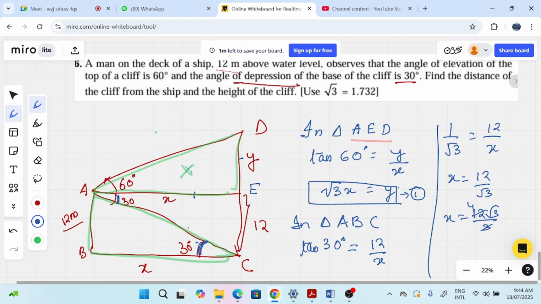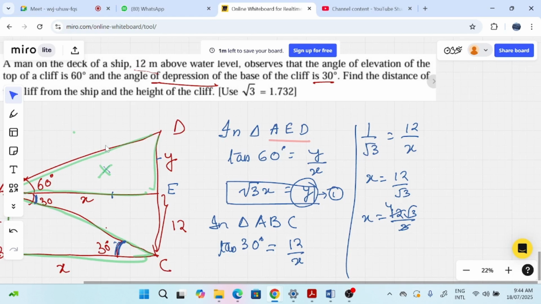Right? So what is the value of y? We will substitute y is equal to... Ma'am, how is x equal to 12 by root 3? Like when you cross multiply, like, 12 root 3. It's 12 root 3. Ma'am, is the height like 48 meters?